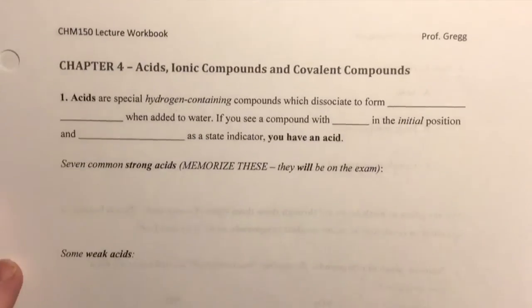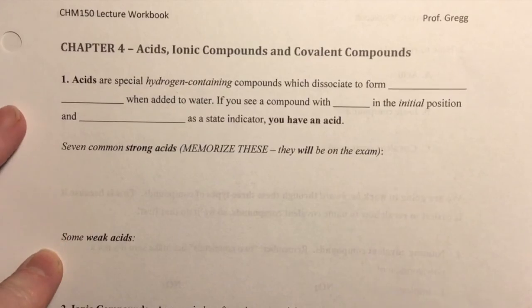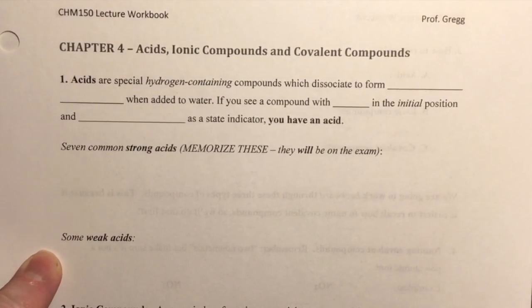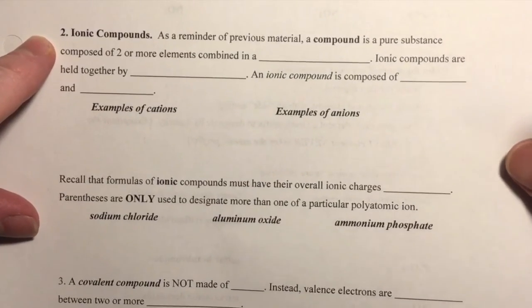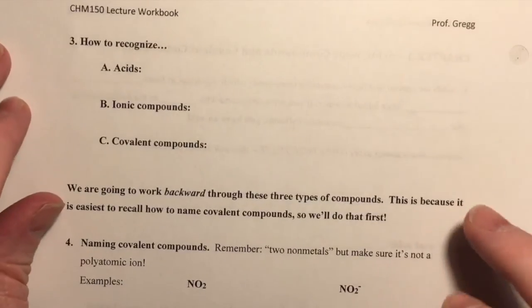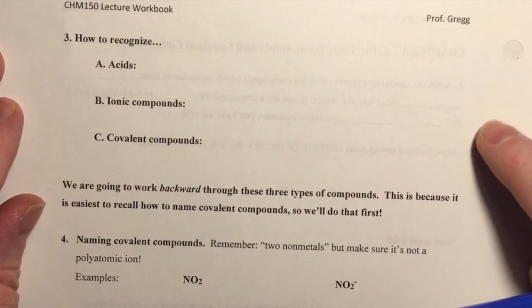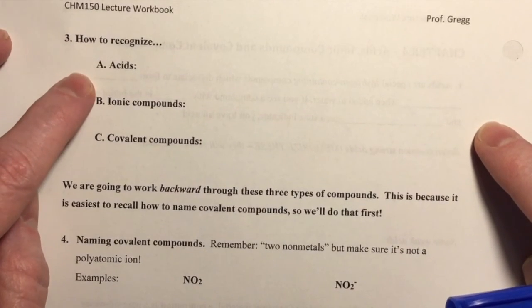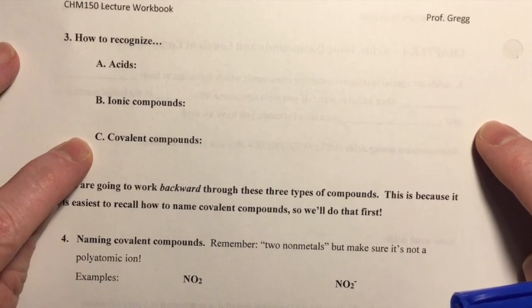Hi students. In my previous couple of videos, I've covered what acids are, just as a quick review, and then I went on to cover what ionic compounds are and how to recognize them, and then what covalent compounds were. And at the very end of the last video, I included this portion up here about how to recognize acids, ionic compounds, and covalent compounds.